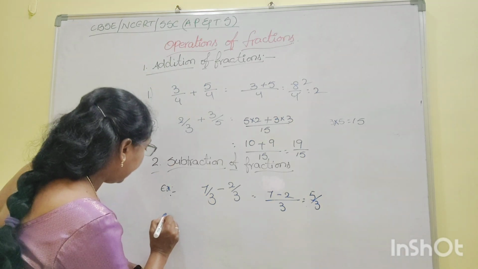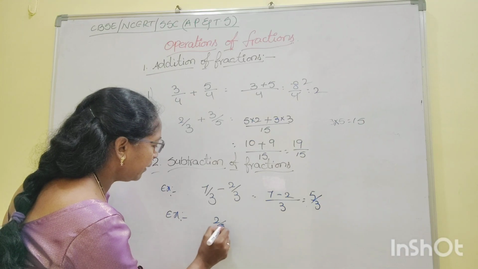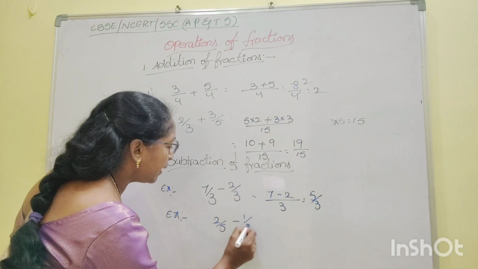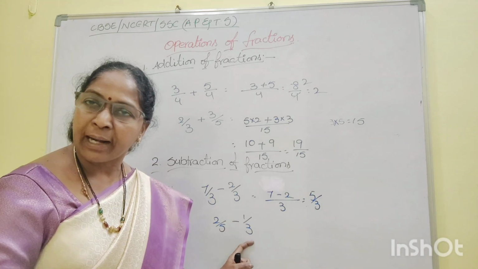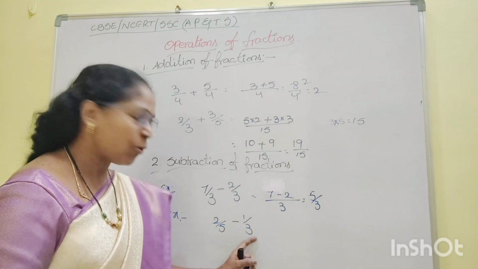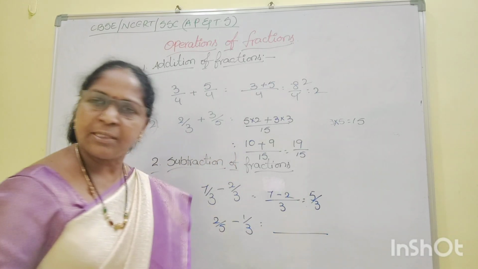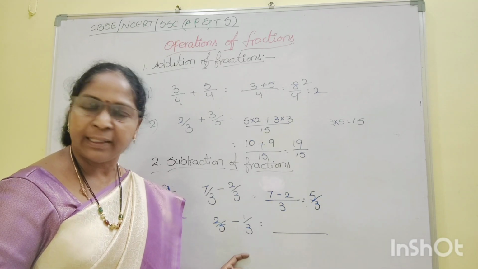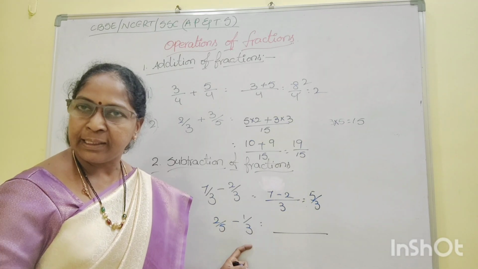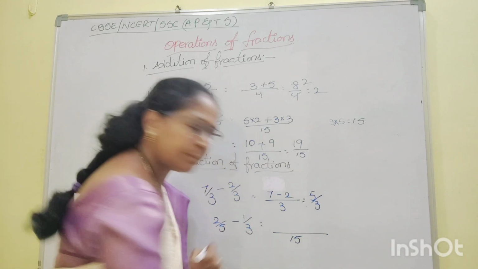Now, another example with unlike fractions. Suppose here 2 by 5 minus 1 by 3. If you observe, these two are unlike fractions. Why? Because the denominators are different. Then what do you have to do? Find the LCM of the denominator values. Here 5 and 3 are the denominators. The LCM of 5 and 3 is 5 threes are 15, so 15 is the LCM value.